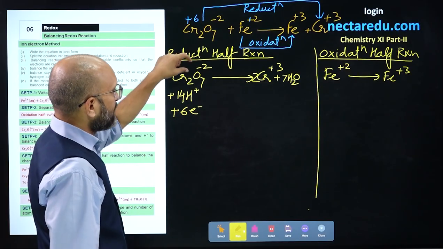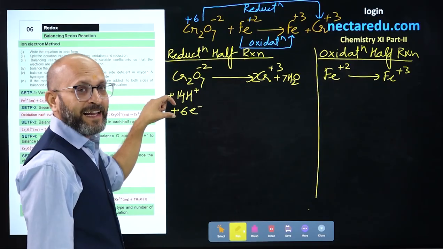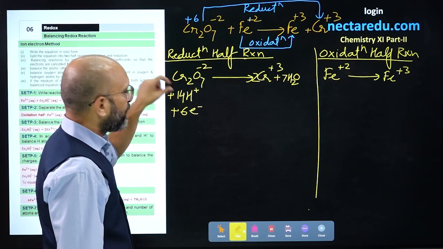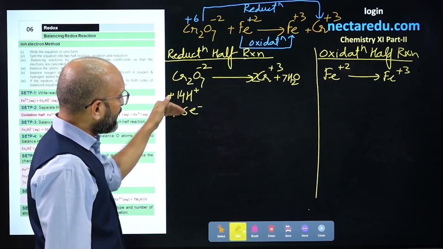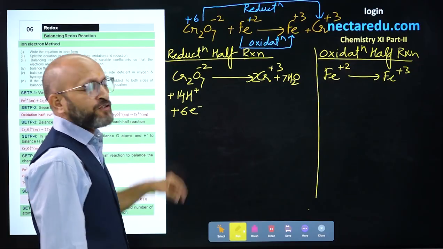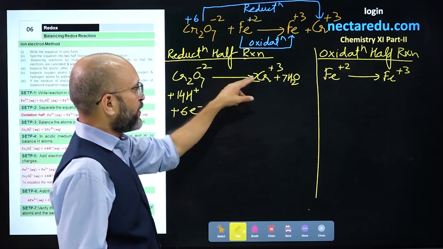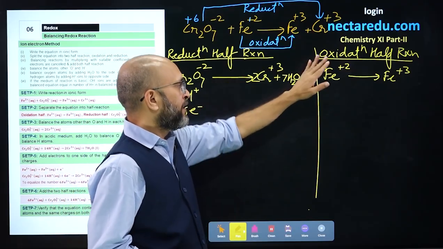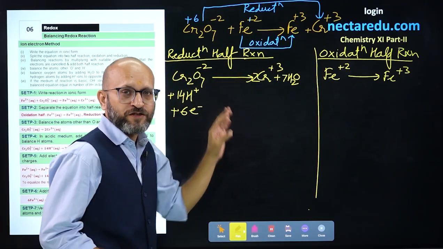Now total charge: -2 plus 6 electrons, that is 8 negative and 14 positive. So the total is 6 positive this side. Now let's see. This is balanced on the basis of charge.